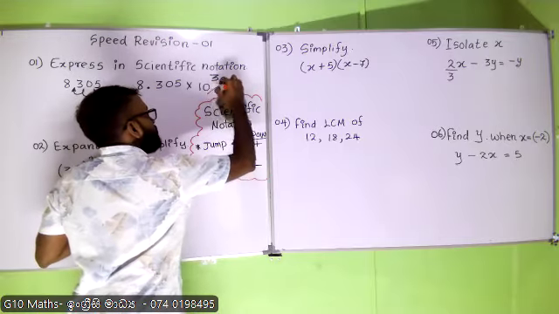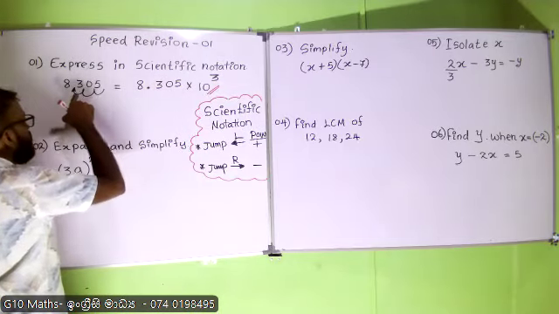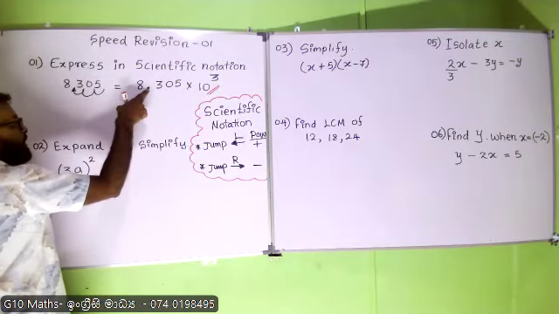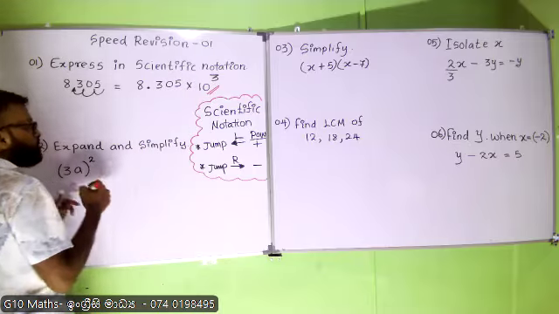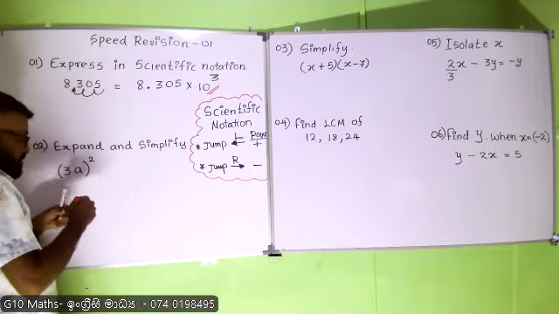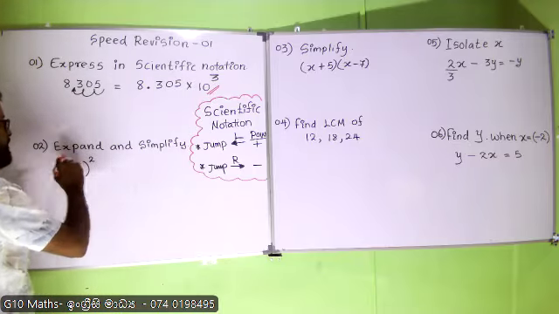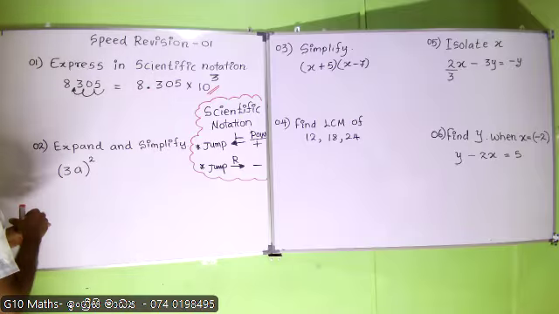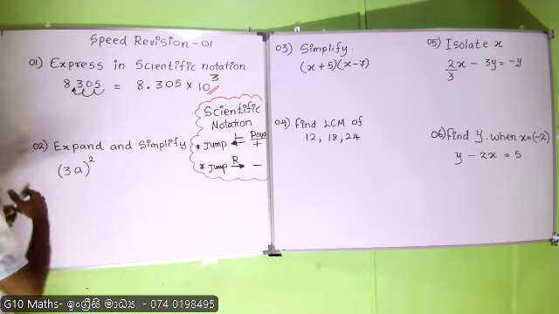So this should be the answer. Jump to the left 1, 2, 3, so 3 times 10 to the power 3. Right? So this is the final answer. Okay, that is the answer for the first scientific notation question.